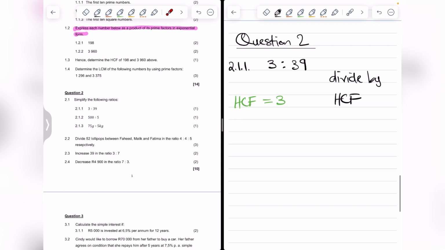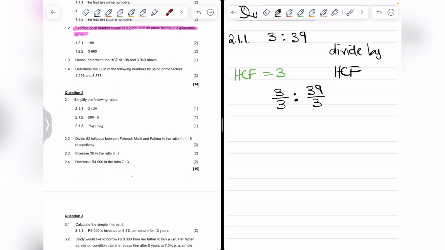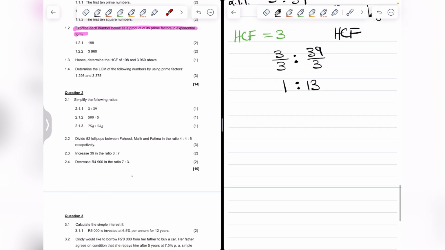So that means I'm going to say 3 divided by 3 is to 39 divided by 3. And that, of course, 3 over 3 is 1. And 39 divided by 3 is 13. So 3 times 13 is 39. So my simplified ratio is 1 is to 13. And that is my ratio simplified. So I divide by highest common factor and I write down the simplified version or form, and that is it.